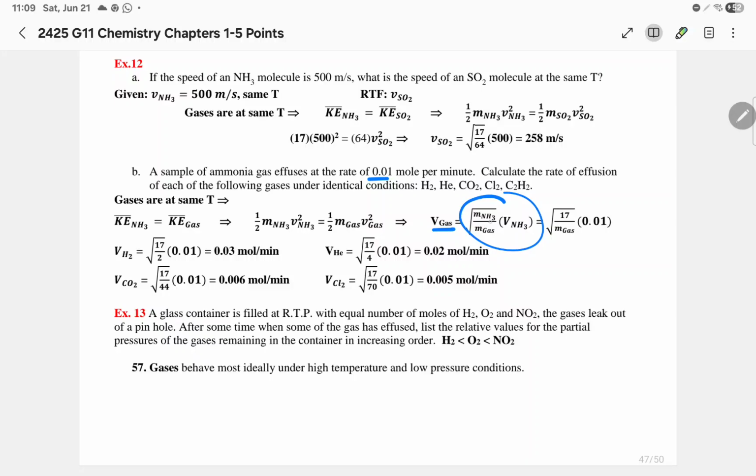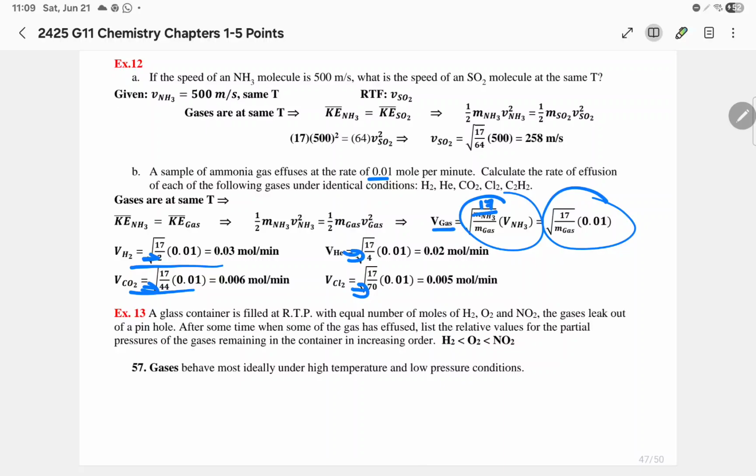We already know the molar mass of NH3, it's 17. Now, what you do is you replace the molar mass of the gas into this equation. As you can see here, you put 2, here 44, here 4, here 70. You multiply it by 0.01, which is the rate, and you get your answer.